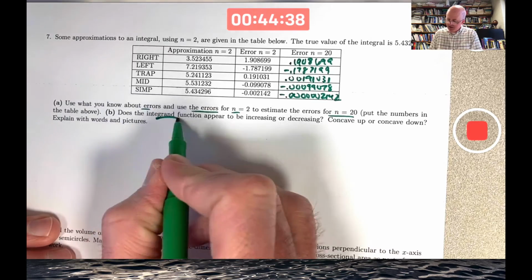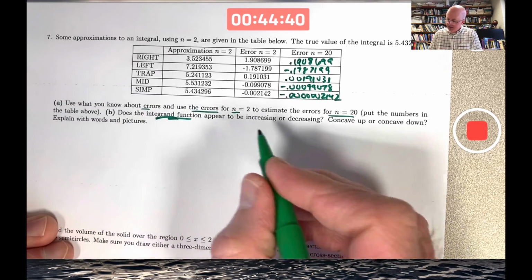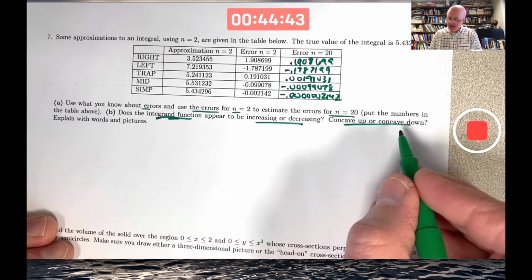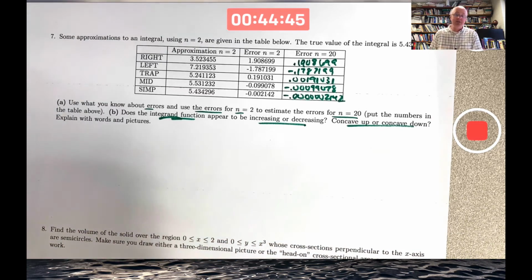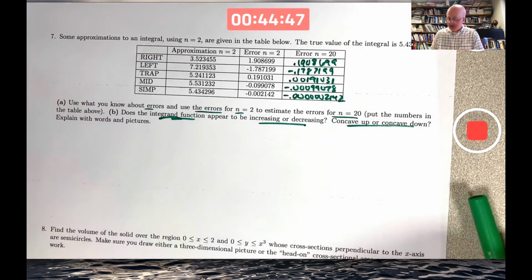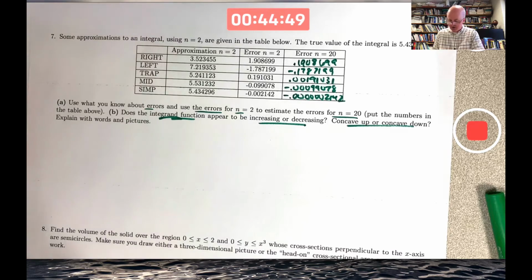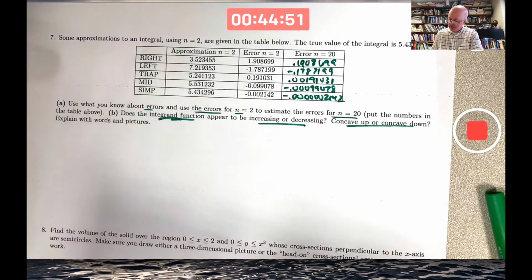Part B: does the integrand function, in other words, the function you're integrating, appear to be increasing or decreasing, concave up or concave down? Explain with words and pictures. For sake of time, I'm only going to draw pictures and verbally explain. If you're my student, you should write brief explanations based on these pictures.